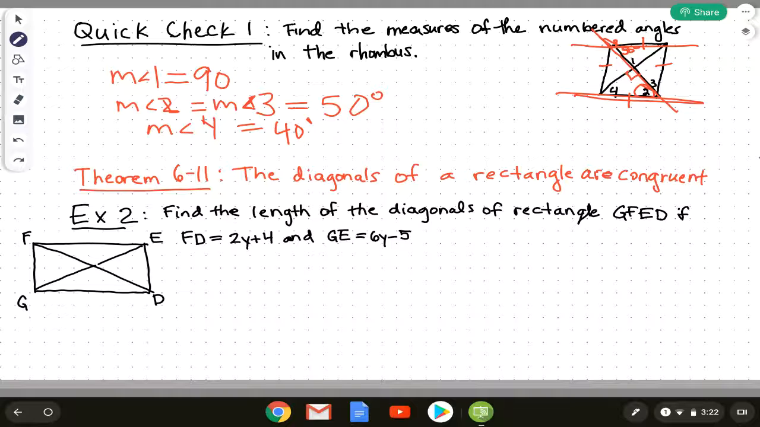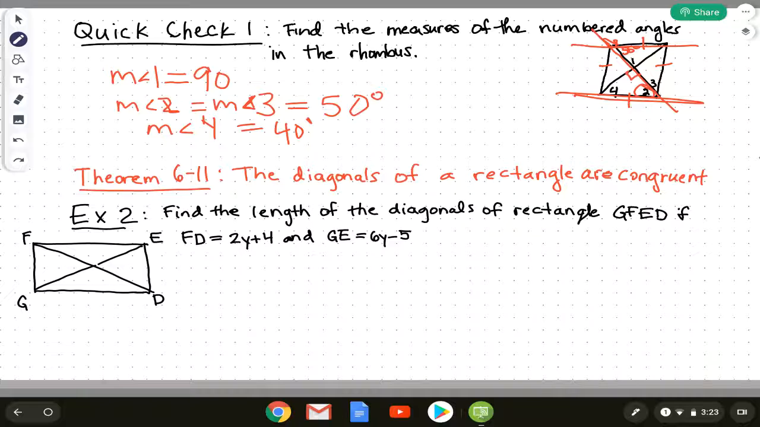Okay, now let's look at another theorem, 6.11. This one is not talking about a rhombus, but another special case of a parallelogram, which is a rectangle. So remember, the rectangle has opposite sides that are parallel, but it has 4 right angles. This one says the diagonals of a rectangle are congruent. So this time I'm not thinking that they intersect perpendicularly. They don't make perpendicular lines, but the diagonals are the same length.